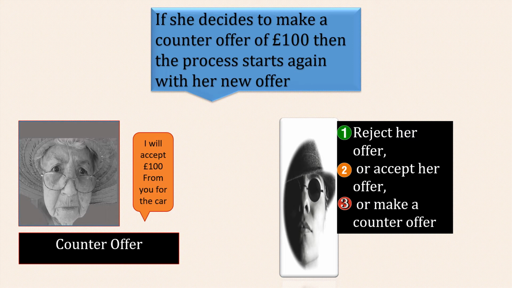Here we are with the old lady, and she rejects the offer of £50, which ends his offer, and she puts a counter offer of £100 to the young man. What are his options? Well, he's got 3 options, hasn't he? Option number 1, to reject her counter offer of £100. He would do that by saying something like, no, £100 is too much. Or accept her offer. Yes, I accept £100 and I will give you £100 for the car.